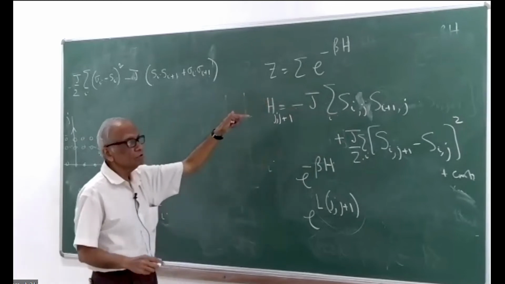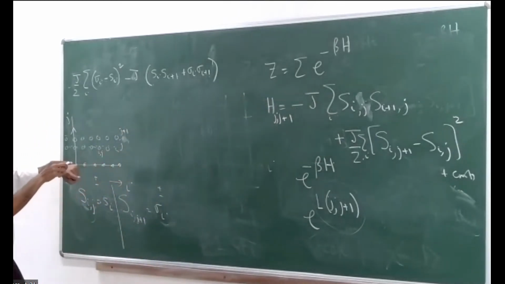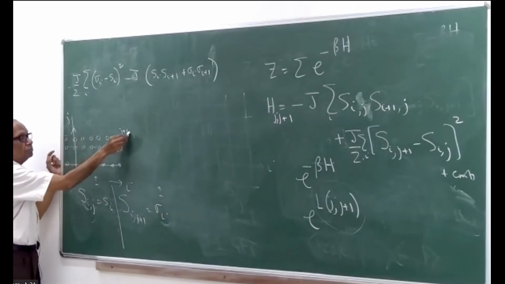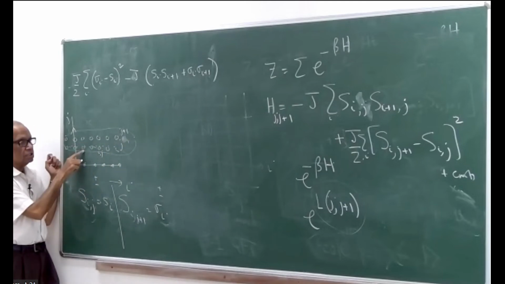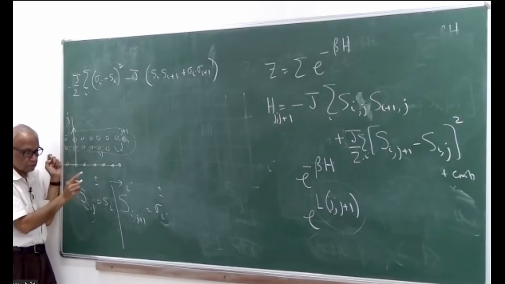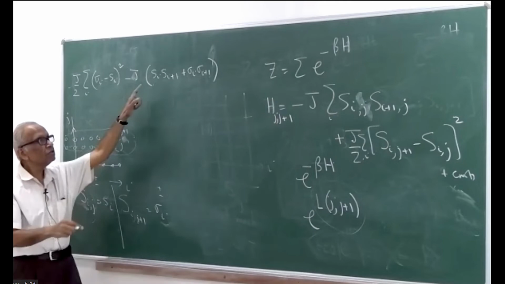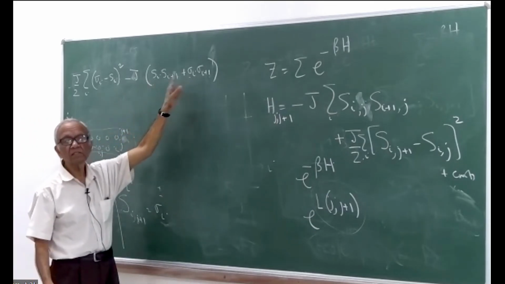So I sum over all I's, and then I have to go from one J to the other J. I'm looking at this part of the problem from this J to J plus 1. So in this, the sum over I involves the Ss. And in this, the sum over I is the sigmas.